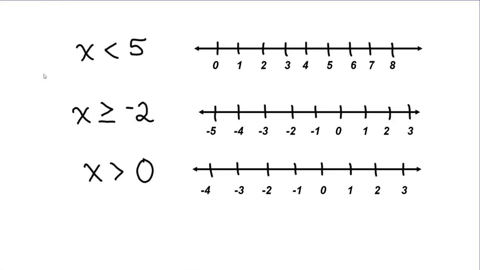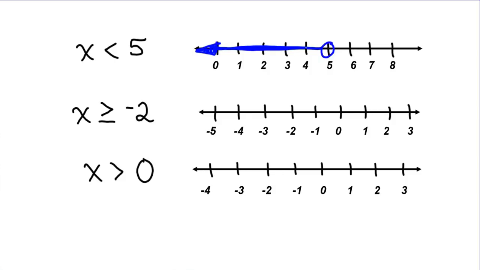So let's practice that. Here are a few inequality statements, and we want to show the solutions to these inequalities on the number line. So x is less than 5. So x cannot be 5. So I'm going to put an open circle on 5, and then everything less than 5 is going to be where I'm drawing my arrow. So that would be to the left of 5 on the number line. So I go ahead and draw a nice arrow to indicate that everything to the left of 5 is a solution.